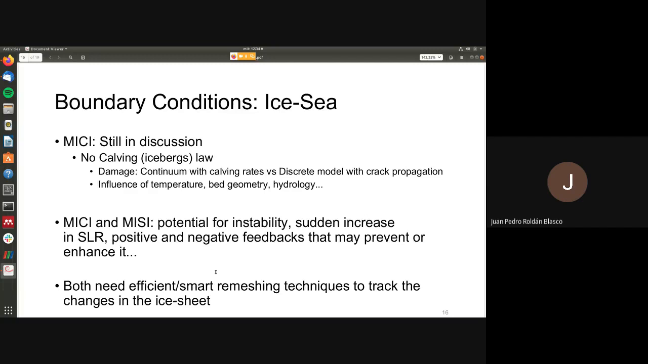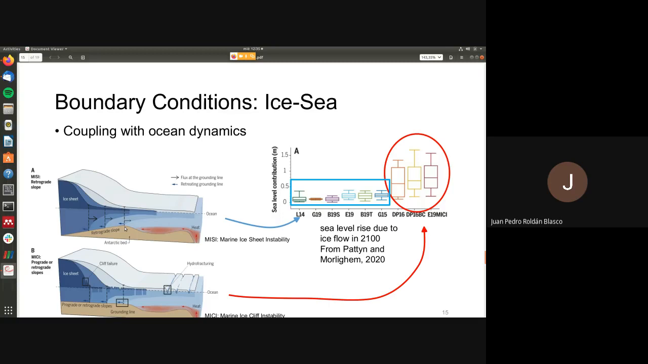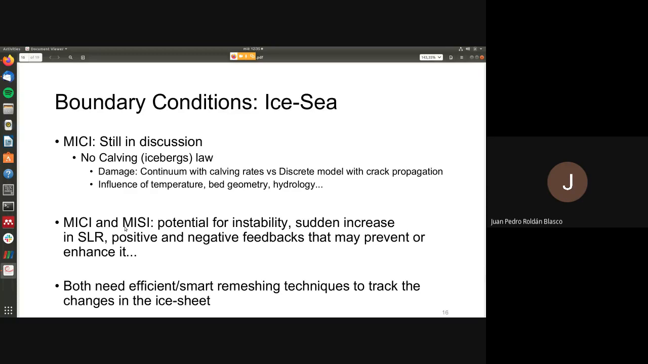because we need to be able to track this evolution. Theory says, at least, that a small change in the slope of the bed, like here, could actually mean a huge increase in the amount of ice that goes to the ocean and the amount of sea level rise that we will finally have. So yeah, it's very complex. It's very, very difficult to assess.